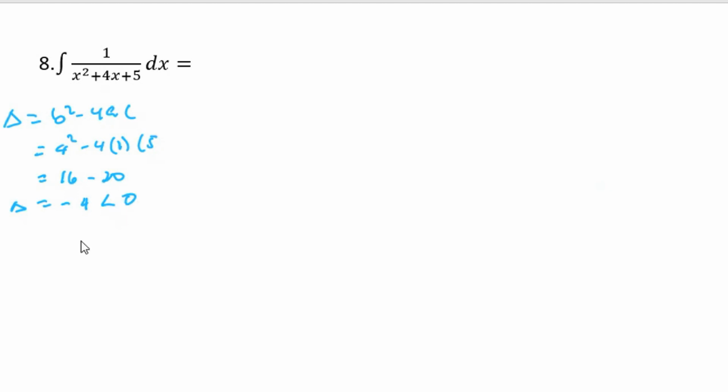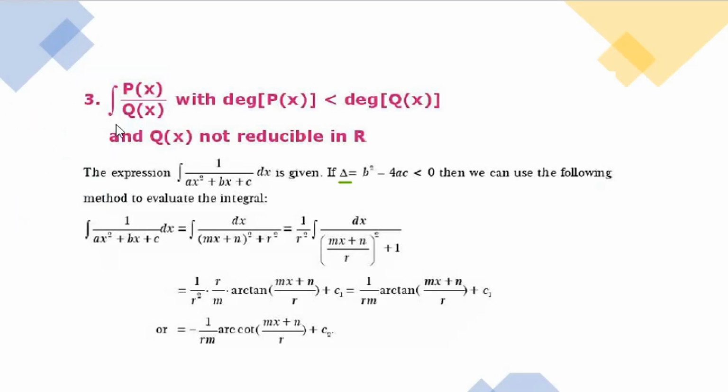So if that's the case, we are now using this condition. If delta equals b squared minus 4ac is less than 0, then we can use the following method to evaluate the integral. So I will try to use this formula first, although there's another solution by completing the square. So I will try to show the two methods in solving this one.